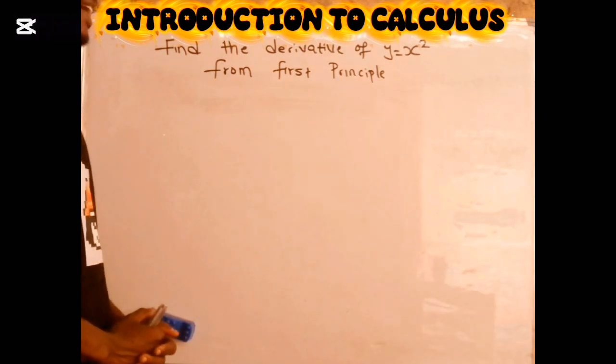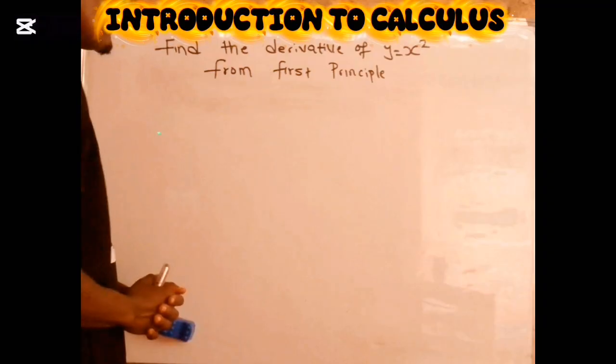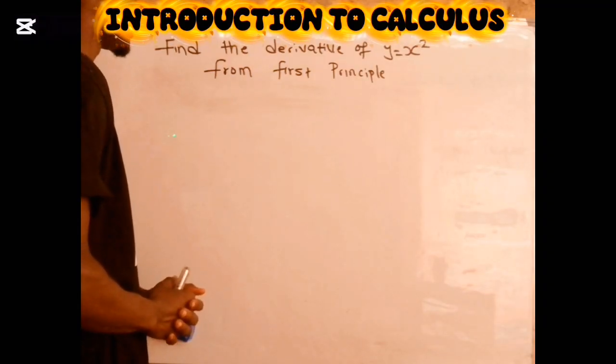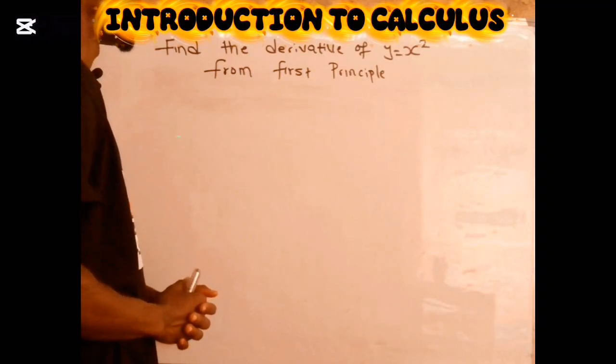Okay, welcome back. We have a question here. Find the derivative of y equals x squared from first principle.